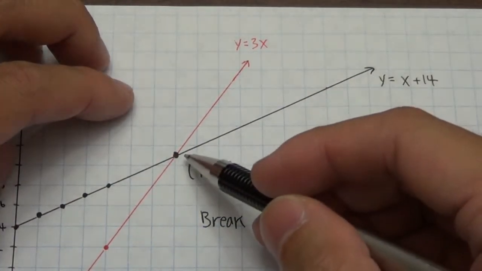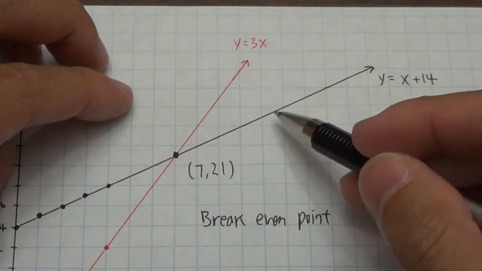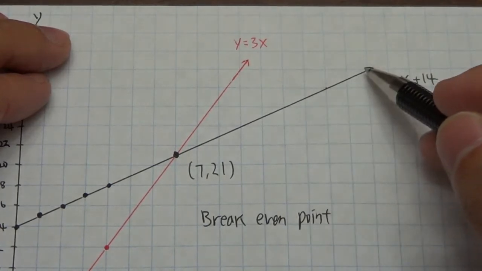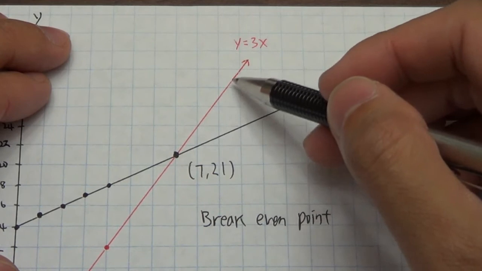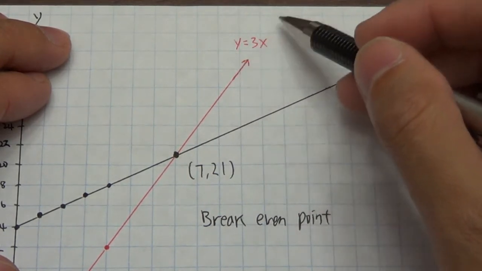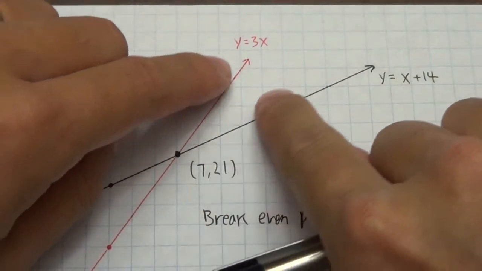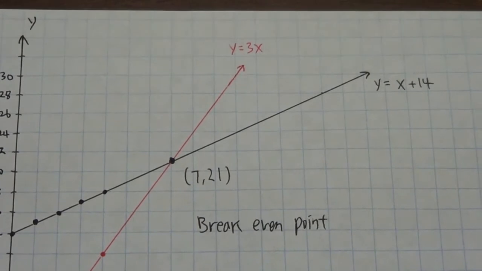Because his cost is this line right here, where it's going to go up. Obviously, the more cakes he makes, the more the cost is going to be, but it's going up at a slower rate. Whereas if he makes and sells more cakes, he would make money at a faster rate. So the more he sells, the bigger the difference between the two lines, which means the more money he's going to make.